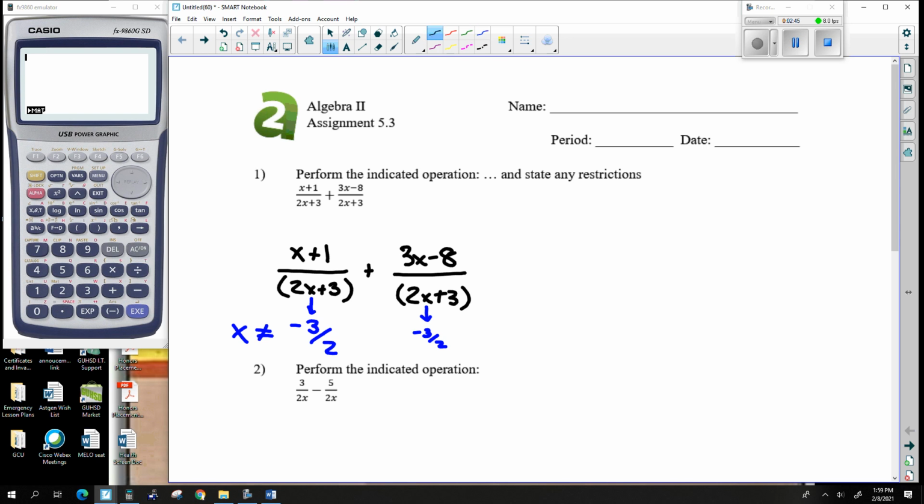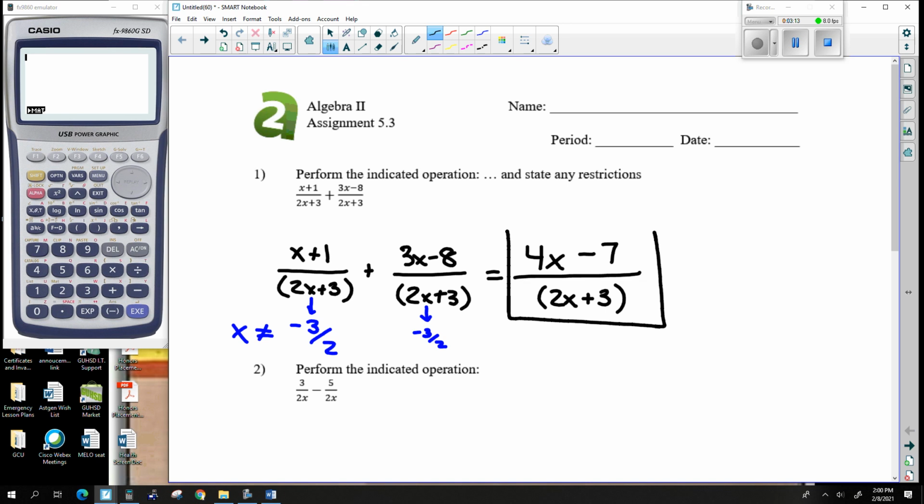Okay, but now that I have a common denominator, that denominator is 2x plus 3. It's just what it is. And all I do is I add and subtract the things that are in the numerator. So the x's are x plus 3x, and the numbers are 1 plus -8. There you go.